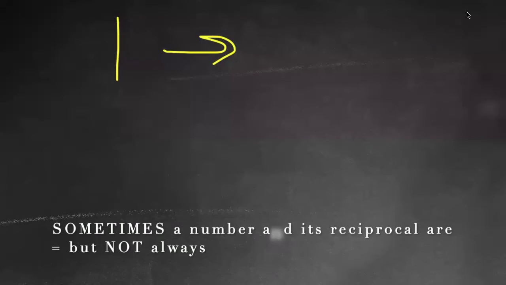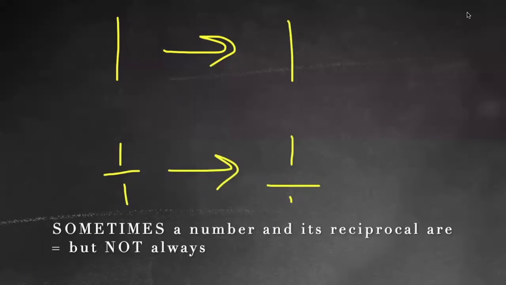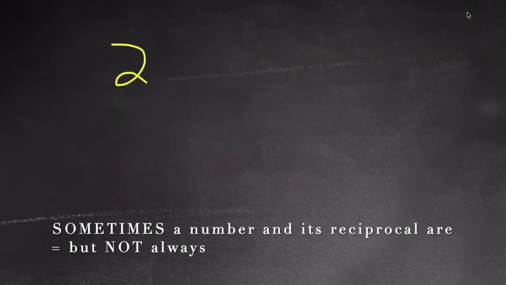What's the reciprocal of 1? It's actually 1. So why? Well, 1 is the same as 1 divided by 1, right? And if you take the reciprocal of that, what do you get? 1 over 1. So in this case, the reciprocal and the original number are equal, but that's not always going to be the case, right? So if we go back to 2, what's the reciprocal of 2? 1 over 2 or 1/2, so 2 and 1/2 are not the same, right?